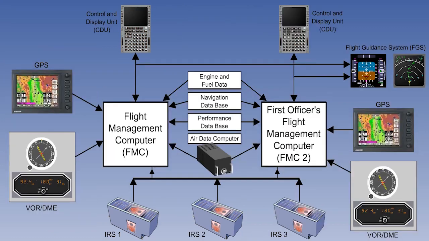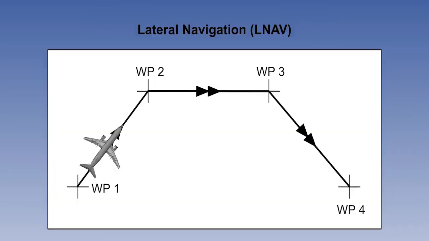However, here is a later model. The architecture looks more complicated because there are two flight management computers, one for each pilot, and three inertial reference systems. However, the basic components are the same, and the way the system works is the same. The commands generated to the flight guidance system give two types of guidance. The first is lateral navigation, or LNAV.